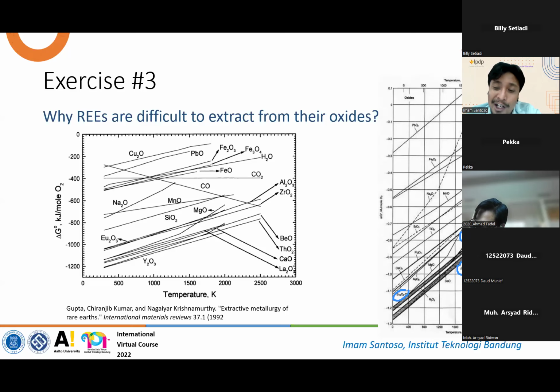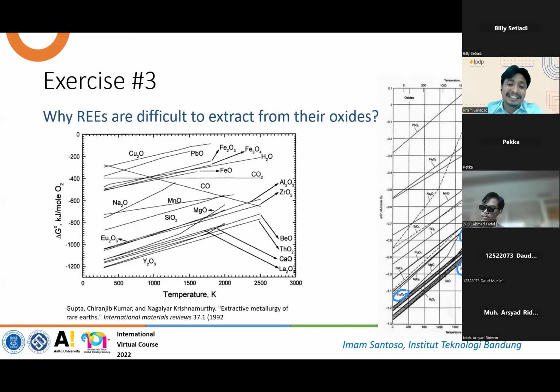Because they are not only in the bottom of the Ellingham diagram, their Ellingham lines are very close to each other. It means the Ellingham lines of rare earth oxides are really close to each other. So when you reduce one rare earth oxide, other rare earth oxides will be reduced, and usually it becomes an alloy. Why? Because they have similar affinity for oxygen.